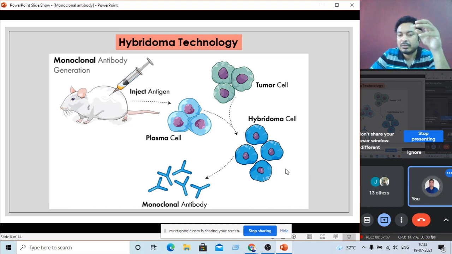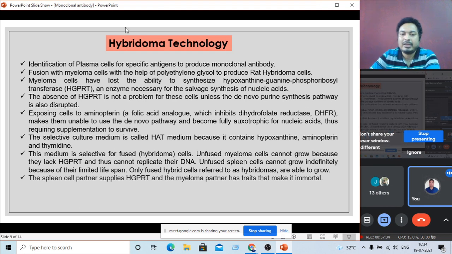But those cells which are not hybridized, only the tumor cells, they died, because in the HAT medium the aminopterin molecule is there, which can block the de novo synthesis of the purine molecule. And finally, we get only the hybridoma cells in the HAT medium. These cells are purified, and from the purified cells we get the monoclonal antibody later on. So this is the technology, and it is called Hybridoma Technology.